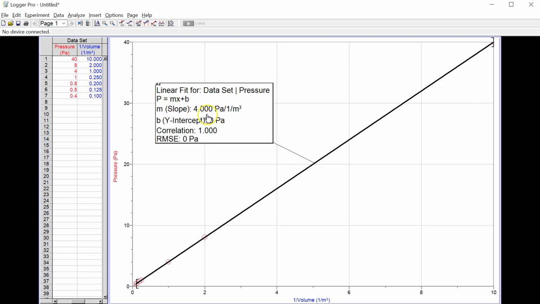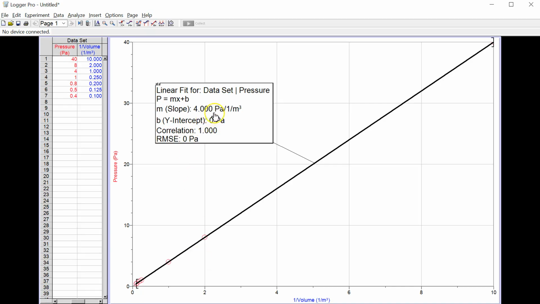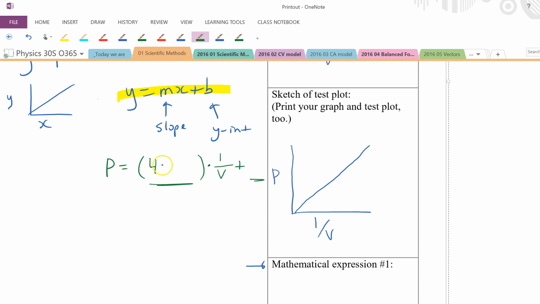And now check out the units. 4 Pa per 1 over meters cubed. Okay, well let's go back and take a look at this. So P is equal to 4. And then the units were, what were they again? Let me just check here. The units were Pa per 1 over meters cubed.